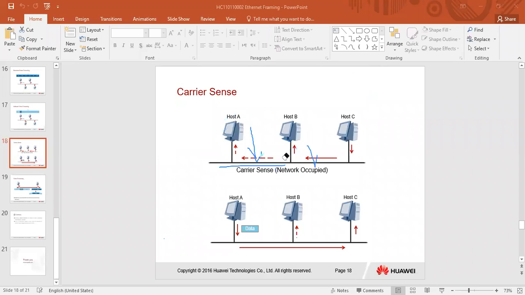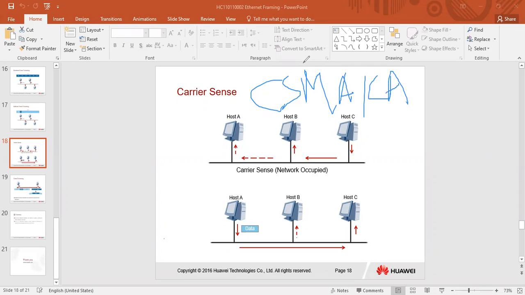The next one is CSMA/CA, carrier sense multiple access with collision avoidance. If the medium is air, you cannot identify which station is going to send the data. In that case, you will try to avoid a collision. This is another type of carrier sense multiple access technique.